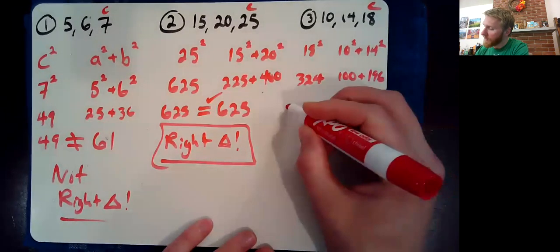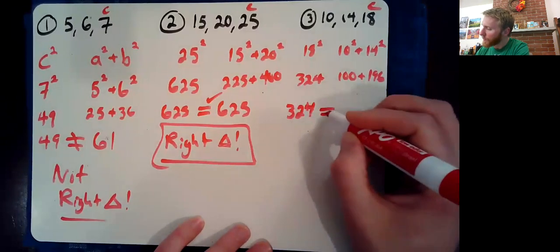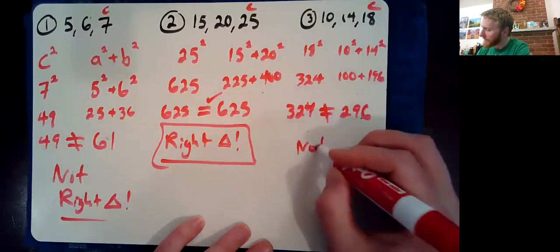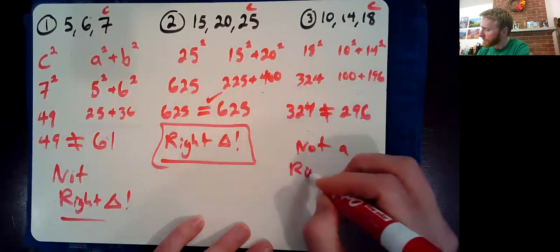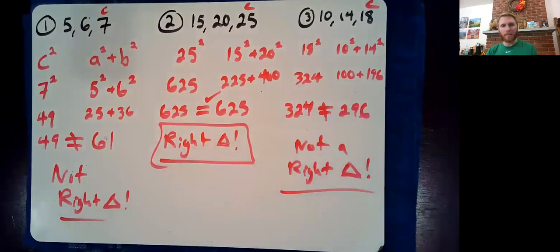Add those two together and you're going to see 324 is not equal to 296. Therefore, it's not a right triangle. Okay? So this is using, again, the Pythagorean theorem converse to prove if a triangle is right.